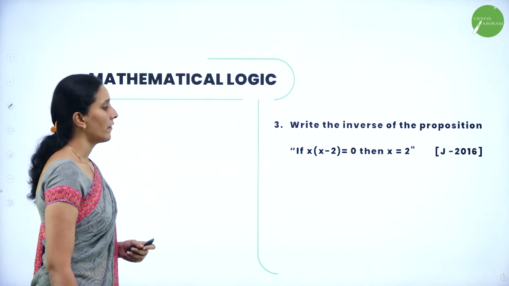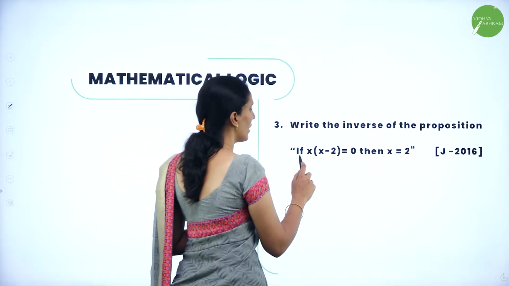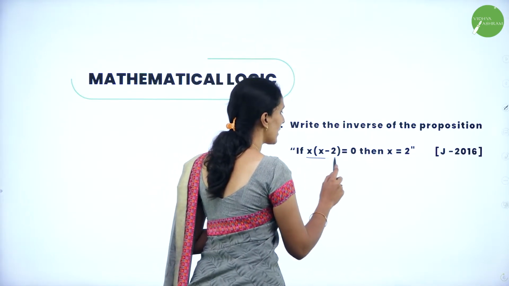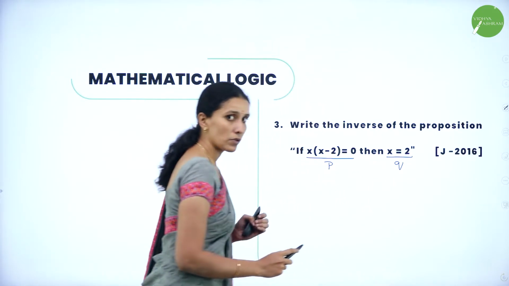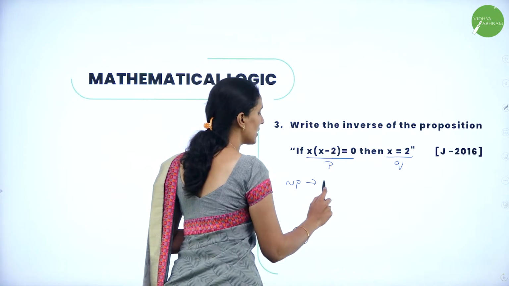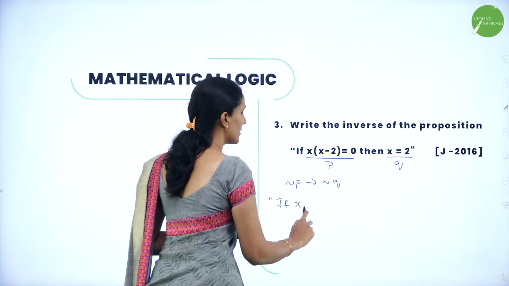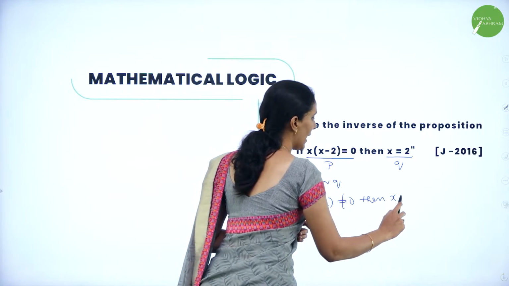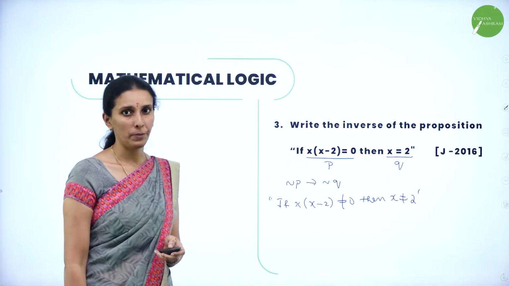Next, write the inverse of the proposition. So here we have if x into x minus 2 is equal to 0, then x is equal to 2. So let me take x into x minus 2 is equal to 0 as statement P, and this is one more statement or proposition Q. So inverse is nothing but negation P implies negation Q. So therefore what does the statement become? If x into x minus 2 is not equal to 0, then x is not equal to 2. So this is the inverse of the given proposition.